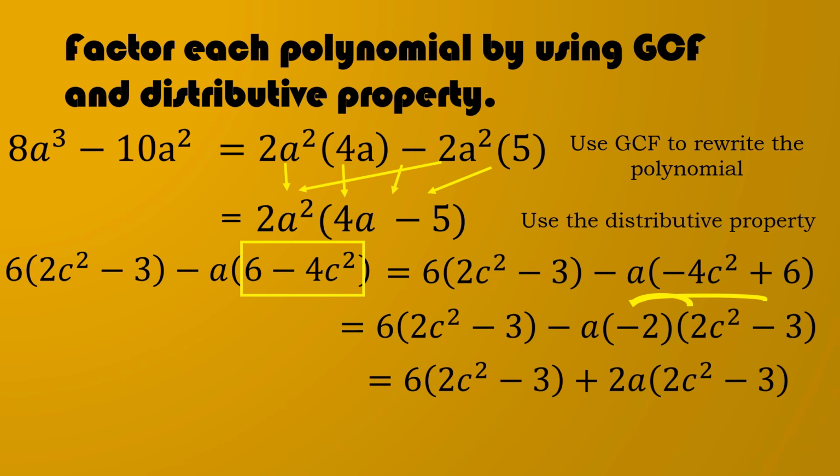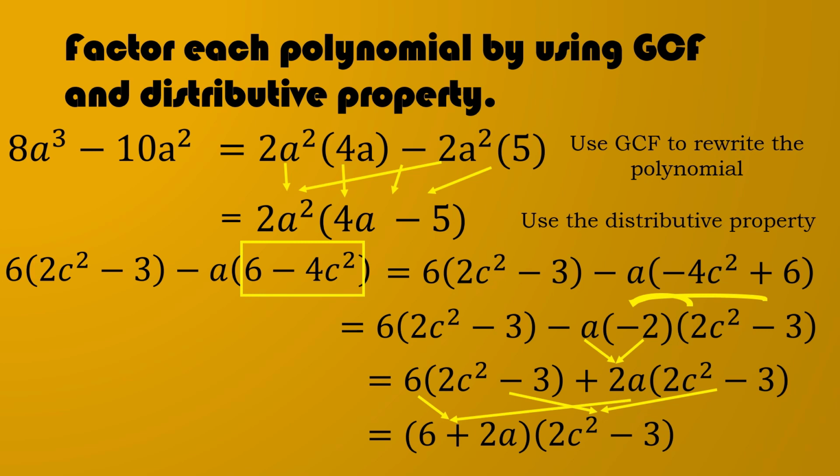Simplifying this step, we will have 6 times quantity 2c squared minus 3 plus 2a because negative a times negative 2 is positive 2a times quantity 2c squared minus 3. Factoring out the GCF, our final answer is quantity 6 plus 2a times quantity 2c squared minus 3. If this is your answer, correct!